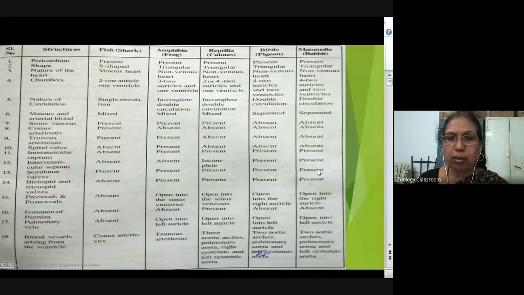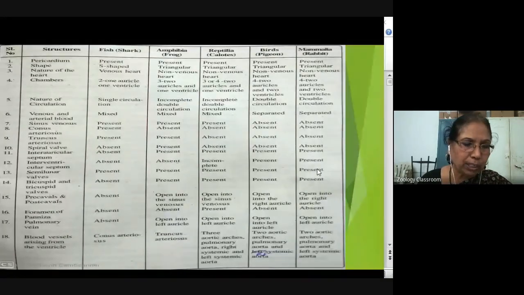But in reptiles, two auricles, one ventricle, the ventricle incompletely divided, and sinus venosus also present. In owls or birds, four chambered: two auricles, two ventricles, the ventricles not distinguishable externally. In mammals also similar.